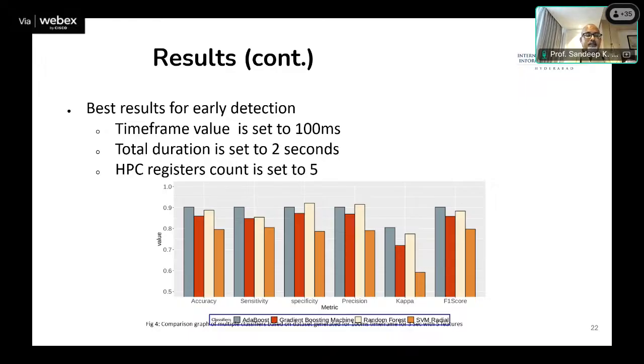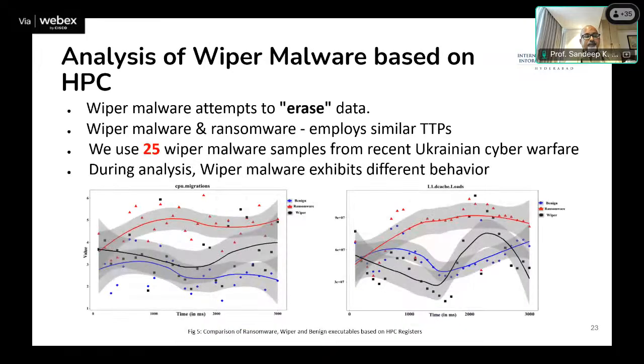So the best result was with 100 millisecond intervals. Total duration is set to 2 seconds. For the HPC register count, we took only the most important HPC registers through Boruta feature importance methods, and we got these 5 HPC registers.